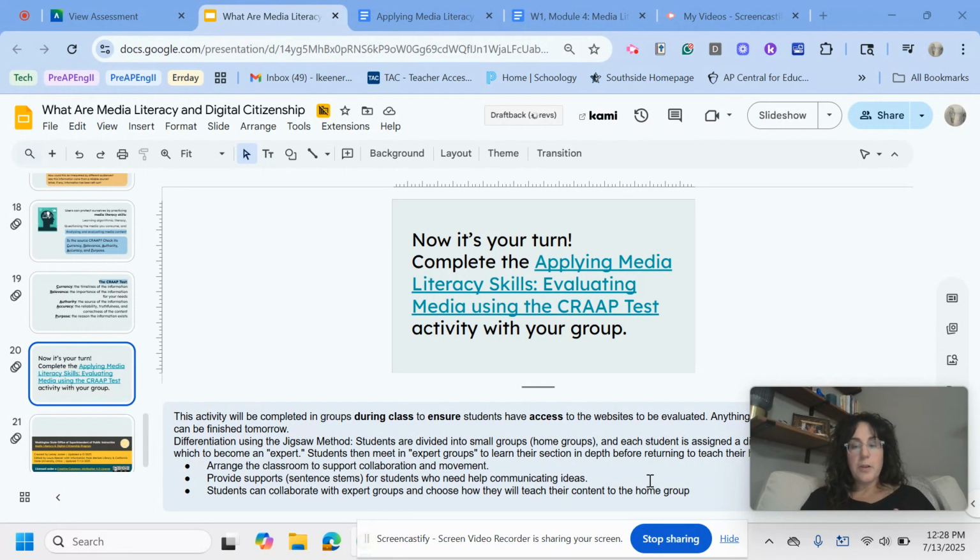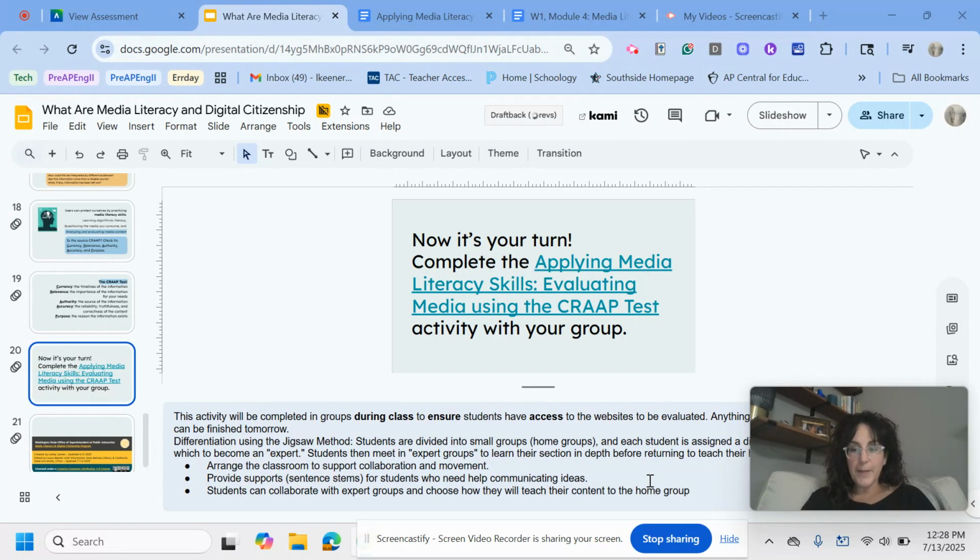We want to make sure that we complete this activity during class, as students will be analyzing a digital resource. We want to make sure they have access to that digital resource, that website. So we will complete this activity during class to ensure that all students have access. We don't want to limit access for any students who may not have Wi-Fi or internet access at home. Also, whenever we complete this, we could differentiate by either having students complete this on paper or completing it on the computer, whatever is more appropriate for your classroom environment.